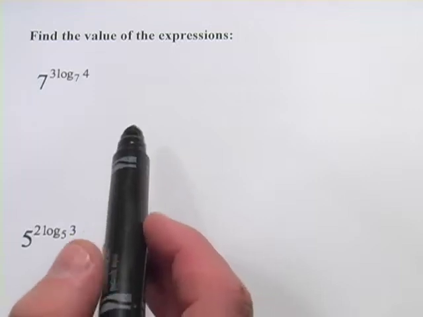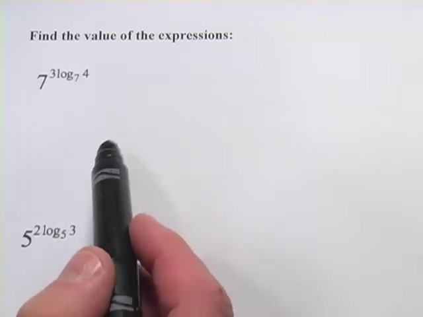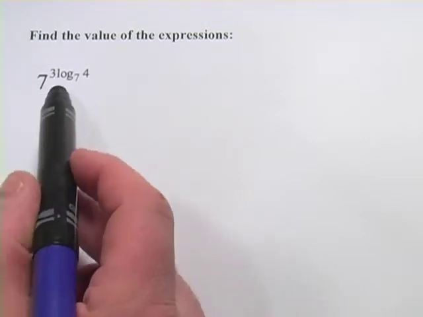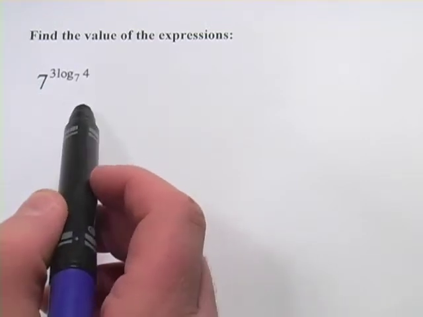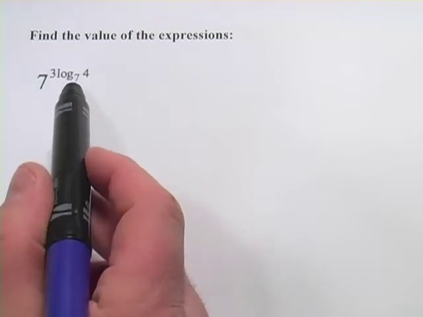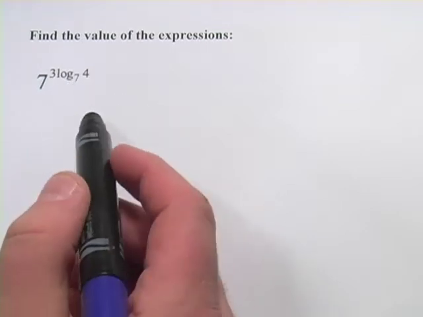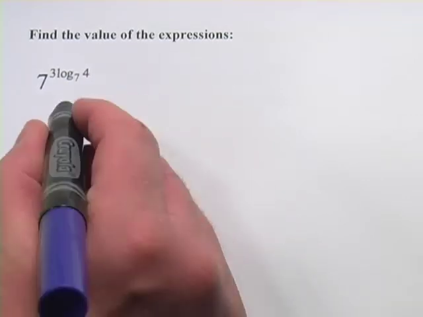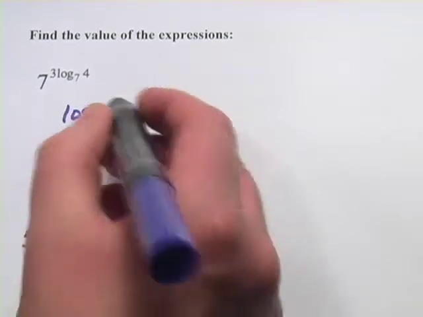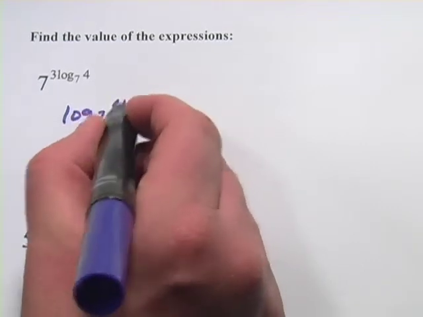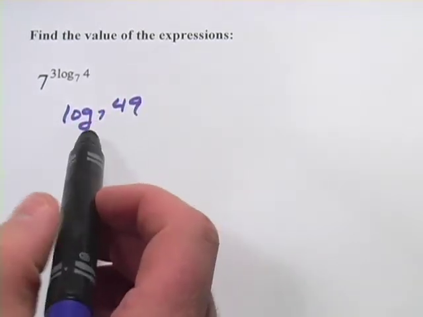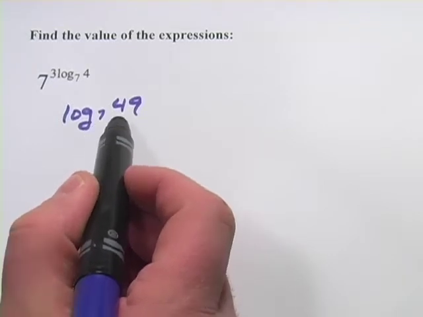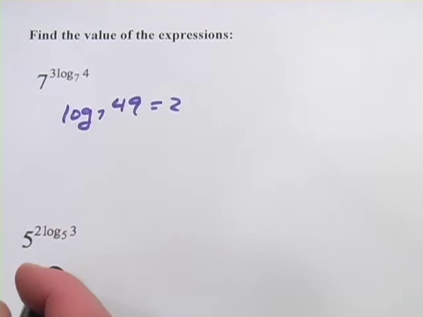Here we need to find the value of some pretty funny looking logarithmic expressions. We've got a number raised to the power of a log that has that same number as its base. And I think what we're going to do is start with something a little simpler. Let's say this problem was log base 7 of 49. What that is saying is, to what power do you raise 7 to get 49? And you know that would equal 2.